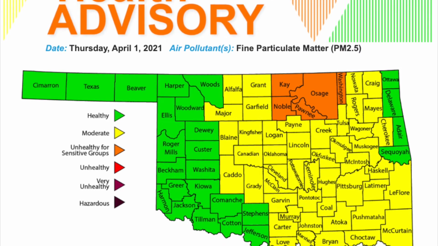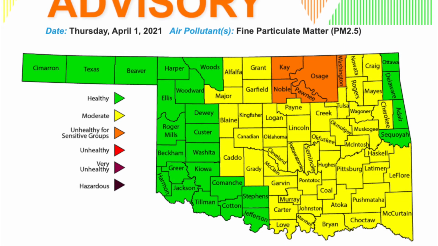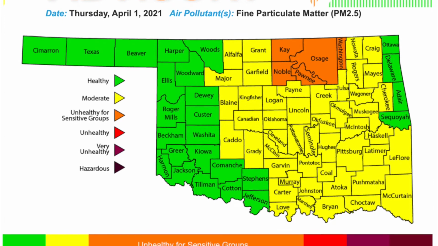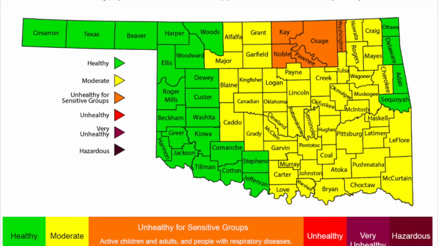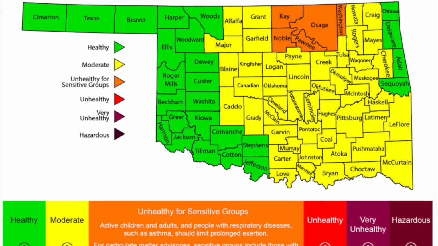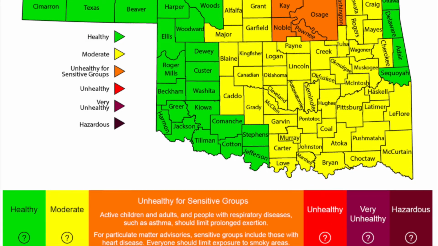Here's what an advisory based on PM looks like. The areas colored in orange are the areas considered unhealthy for sensitive groups. Green and yellow areas are considered to be safe, and no precautions in those areas are necessary.